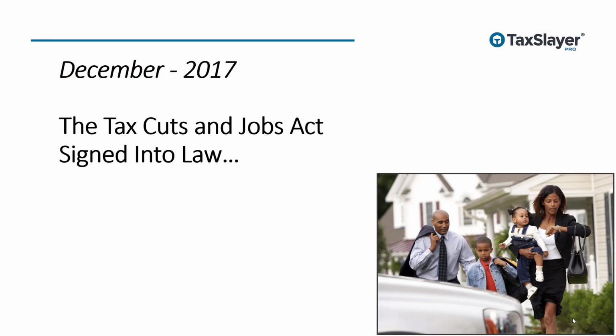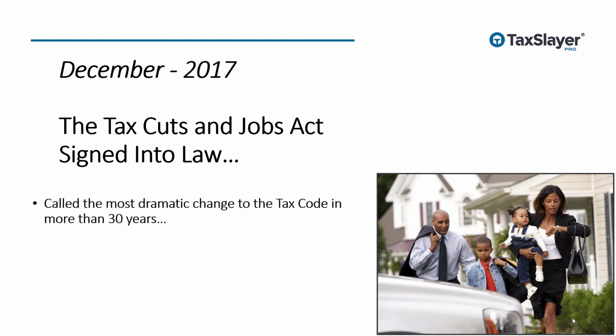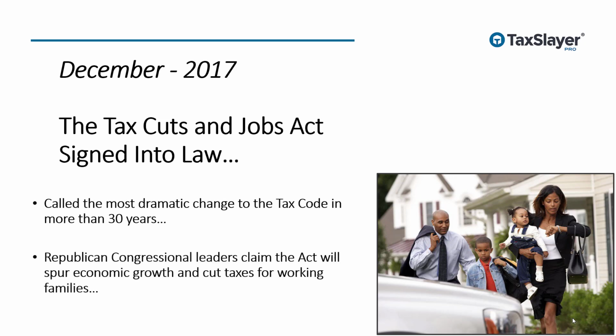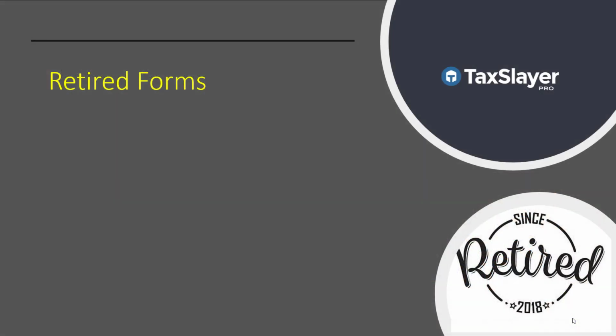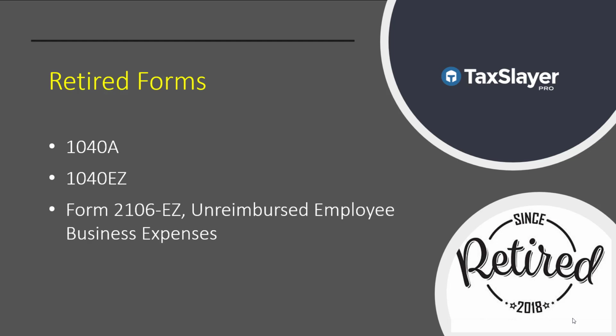In December of 2017, the Tax Cuts and Jobs Act was signed into law. This was called the most dramatic change to the tax code in more than 30 years. Republican congressional leaders claim that the act will spur economic growth and cut taxes for working families. Because of that, we have some retired forms. The 1040A has been retired, the 1040EZ, and the Form 2106EZ, unreimbursed employee business expenses.